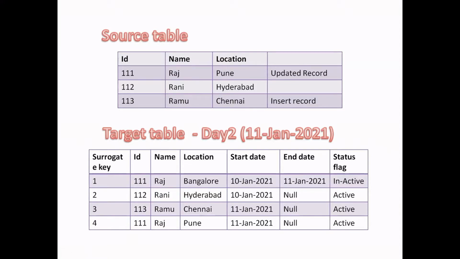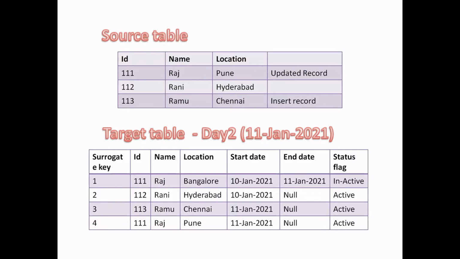What is the use of that surrogate key? Because ID actually is a primary key, but it gets duplicated. In the source table, ID is the primary key, but in the target table, the surrogate key will be the primary key, because this ID is duplicated, hence we cannot use it as the primary key. Okay, I hope this is clear.